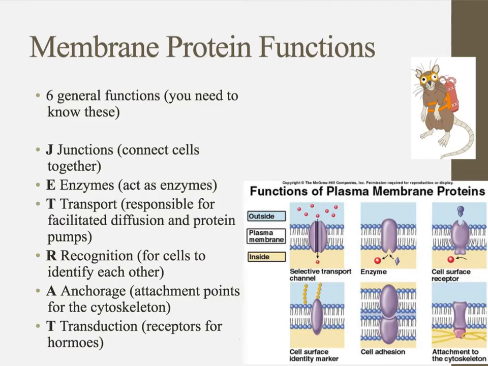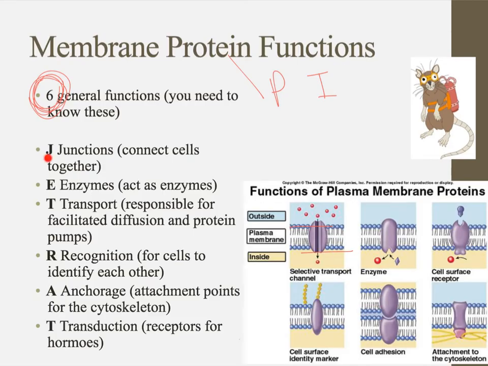Now, these membrane proteins, and again, it doesn't matter whether I'm talking about peripheral or integral, have a total of 6 functions that you need to know. So there are 6 different things that proteins embedded within the membrane can do for our cells. There are a ton of different mnemonics out there. The one that I use is jet rat.